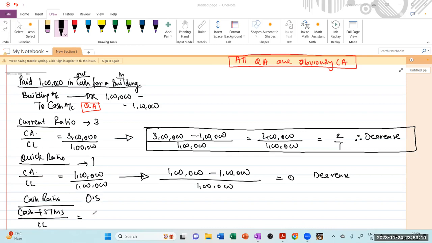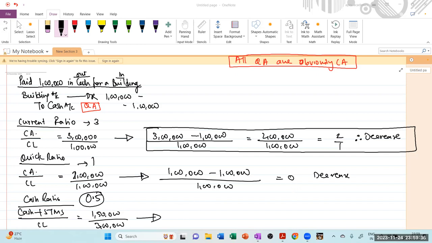It was 0.5. So can I say that it is 50,000 upon, or I'll take a believable number, don't worry. I'll take like this: 1,50,000 upon 3 lakhs. Sir, why are you taking different numbers everywhere? So that you will understand when I do the following that there is a fall.